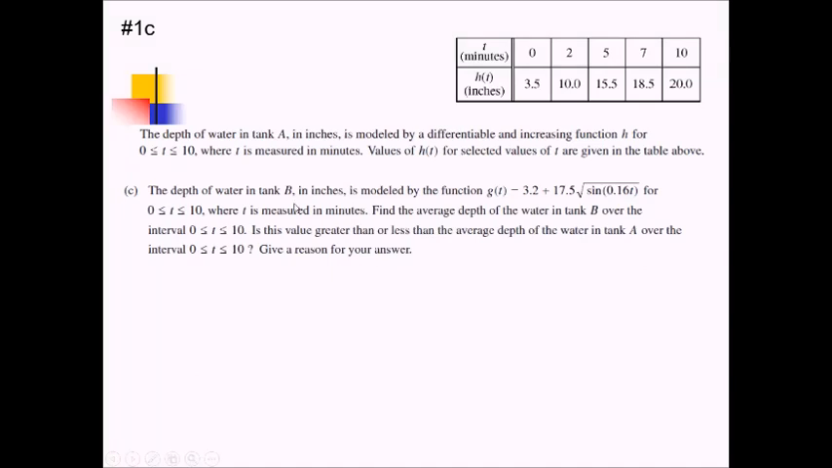For this problem, we're given the depth of water in tank B as this g of t function. And the first task on this part of the problem is we want the average depth of the water in tank B over the interval from 0 to 10. So we're going to have 1 over the interval length, so 1 over 10 minus 0, and this is giving me the average depth for tank B.